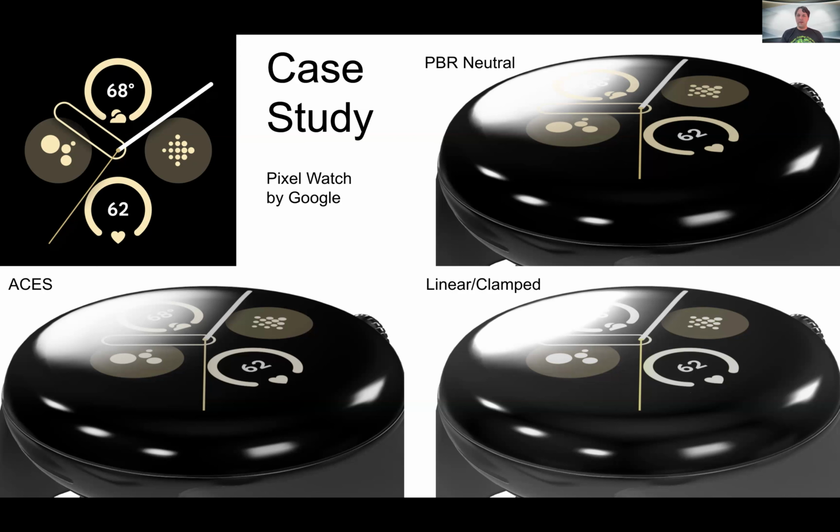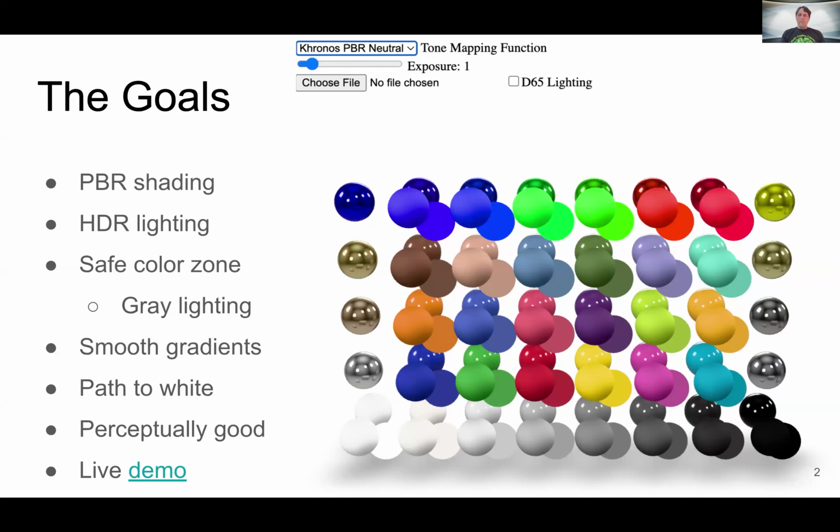And it gets to the heart of why tone mapping is so important and is nothing but trade-offs. And that's what I'm going to talk about today. So this is kind of motivation. So the goals here for PBR neutral are a PBR. We're going for PBR shading, right? Physically based rendering is the goal application for this.